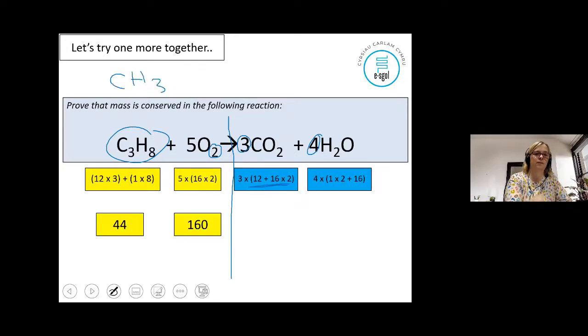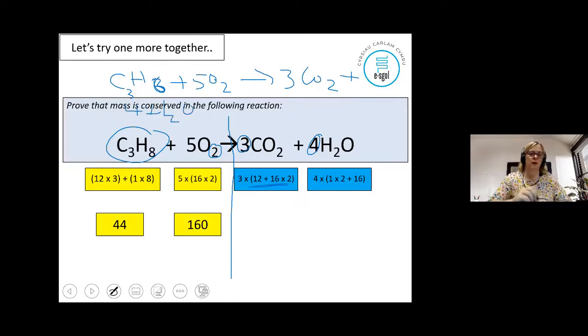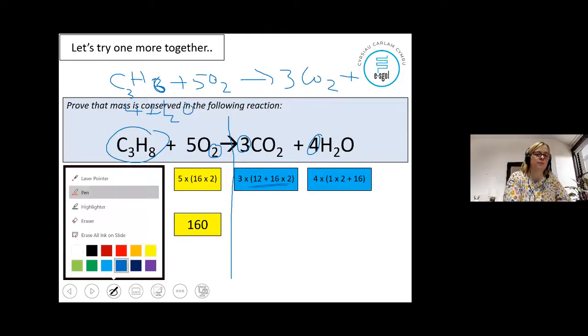C3H6, apologies, and you add 5 oxygens to it. If you then get to the end of it, you put 3 CO2 and you've run out of space, the worst thing you could possibly do then is go plus and then put the 4 waters here. I'm sorry that it's not clear, but I'm hoping you're getting what I'm trying to get you to understand.